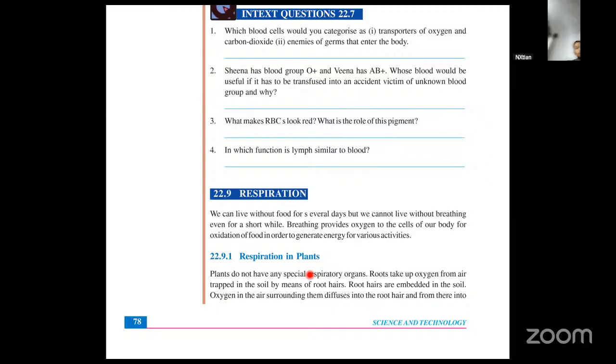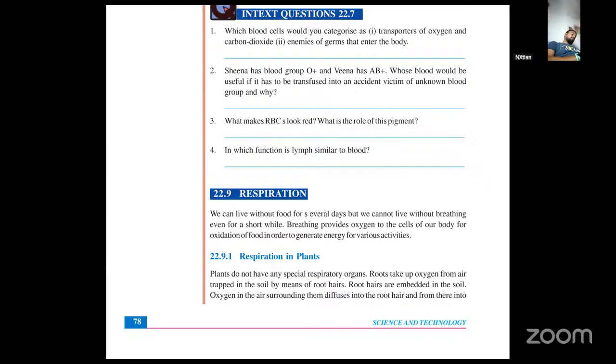For example, if I inhale and exhale, inhale and exhale, only this inhalation and exhalation part is called breathing. But breathing is a part of respiration. Respiration is the process in which energy is released. How is energy released?